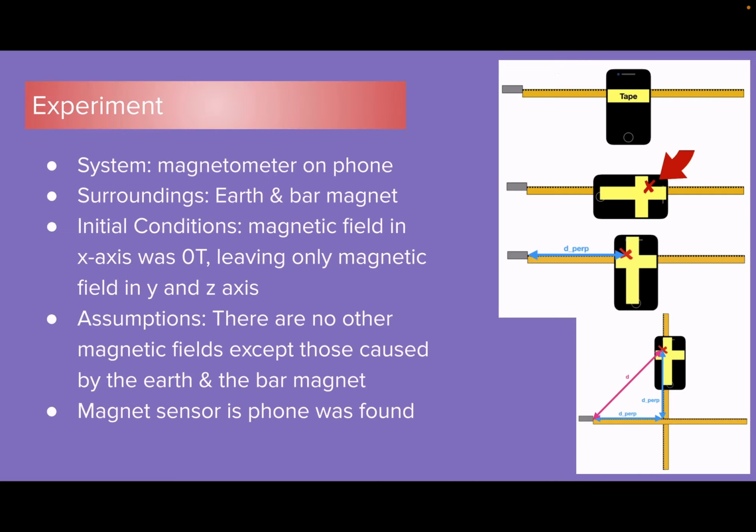of the moment. Our system was the magnetometer on the phone, our surroundings were the Earth and bar magnet, and our initial conditions were that the magnetic field in the x-axis was 0 Tesla, leaving only magnetic field in the y and z-axis. We assume there are no other magnetic fields except those caused by the Earth and the bar magnet. Before collecting data, we also calibrated the magnet sensor on the phone so that we know that the data we're getting is true to the magnet sensor.